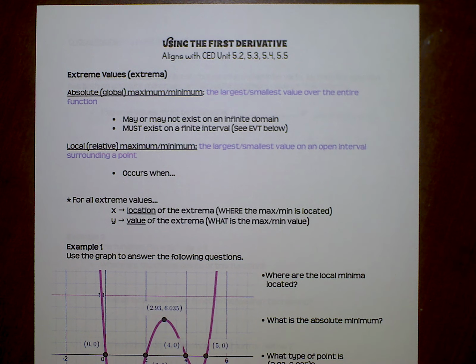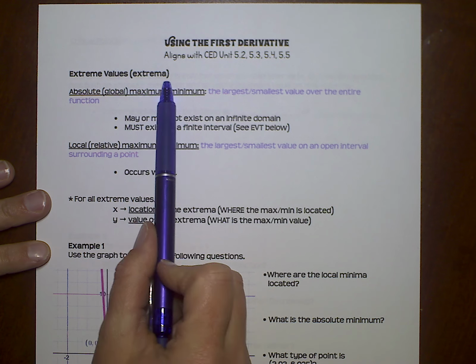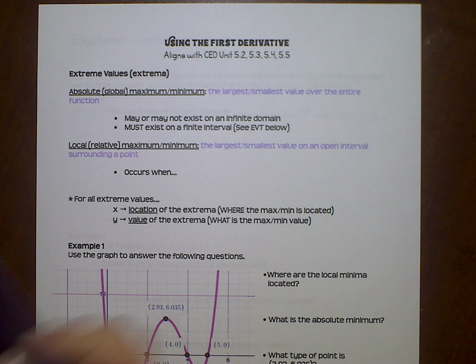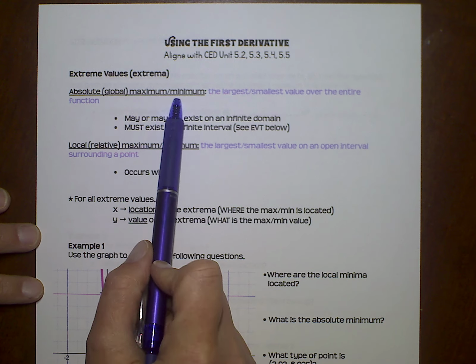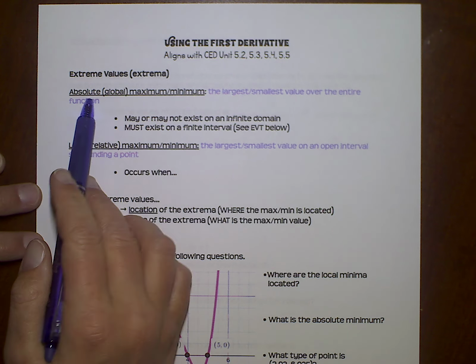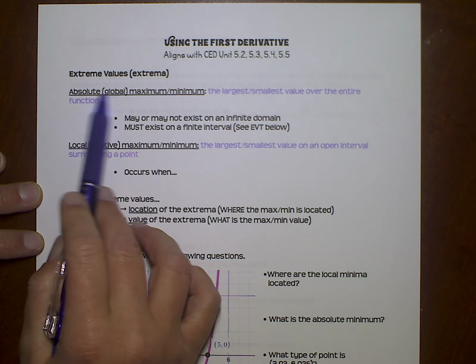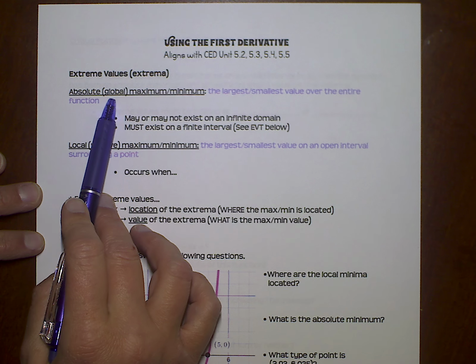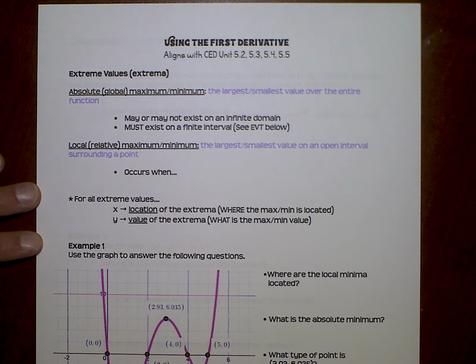So we're going to start out here, and you can pause the video if you need to, with some vocabulary. And some of this should look familiar from Algebra 2. This is all about talking about extrema, which is the plural for extreme values, and by extreme values, I'm talking about your maximums and minimums. Now, there's two different types of maximum and minimums. There's absolute max and mins, and then there's local or relative max and mins. These are sometimes also called global maximum and minimum. I think in calculus, a lot of the times, absolute is what you'll hear these referred to as.